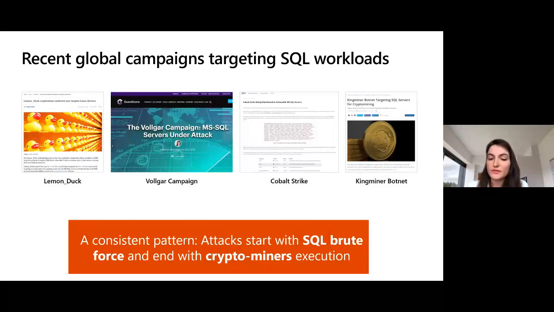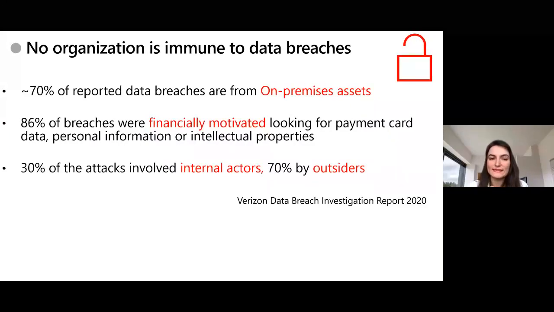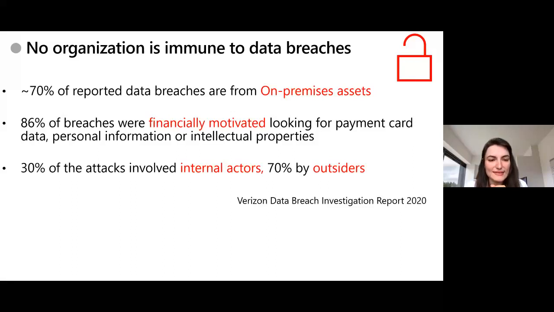And when they find one of these users, they then tried to brute force attack them, and they were actually successful, of course. And then after this, they were able to run crypto miners, such as using the XP command shell. And these are some of the attacks that have occurred. But what's important is that no organization is immune to these attacks or data breaches. And according to this report that we have here, 70% of reported data breaches are from on-premises assets, and 86% of breaches were financially motivated, which will probably not surprise anyone.